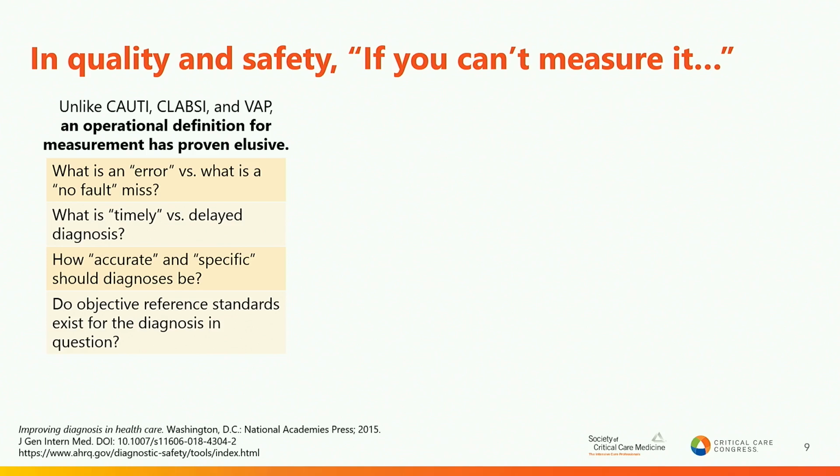And do we have objective reference standards? Do they exist for the diagnosis in question? So for a lot of things, it's clinical diagnosis, right? Even pneumonia, how often do we disagree with our colleagues about whether or not somebody had pneumonia? So if we don't have these preconditions, it's really hard to measure diagnostic error and thereby improve it.